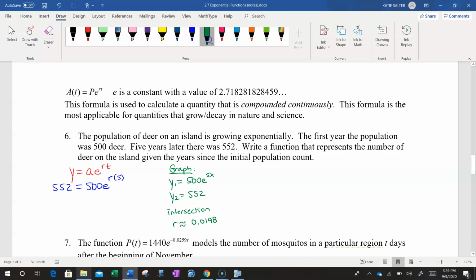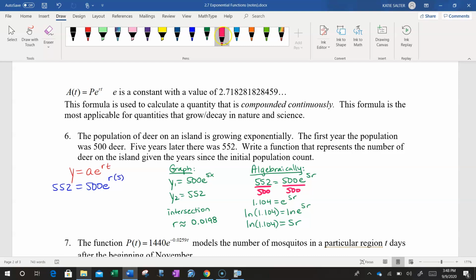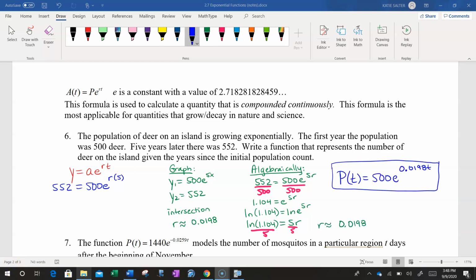If we do this algebraically, we would start by dividing each side by 500 to get that base of e by itself. That would give us 1.104 equals e to the 5r. We would then take the natural log of each side, since this has a base of e in it. The natural log of e to the 5r just becomes 5r because the natural log undoes the e. That's the whole property of inverse functions. We would divide each side by 5, and we would get the same answer as we did when we were graphing. Regardless of how you do it, we put it together. Our function would be p of t equals 500 times e to the 0.0198 t.